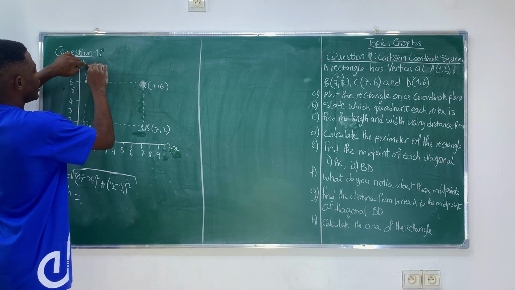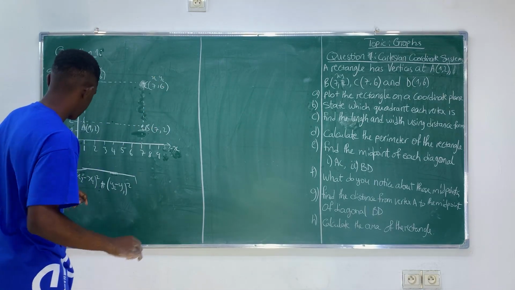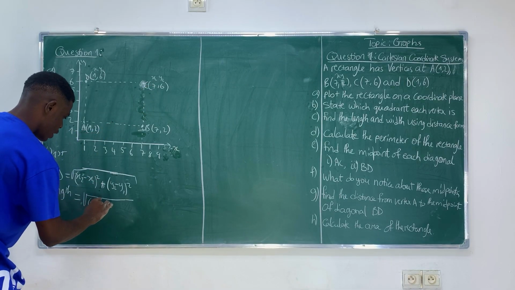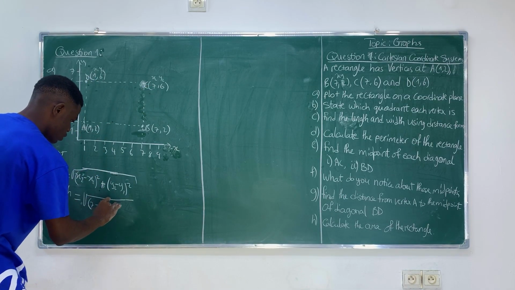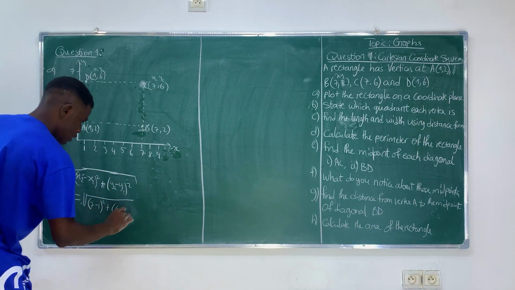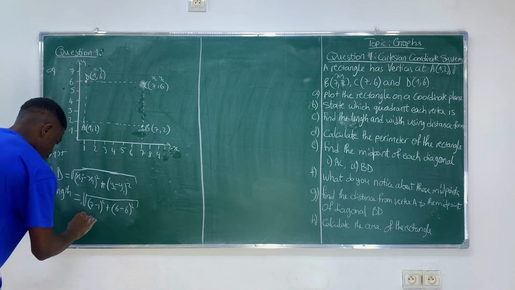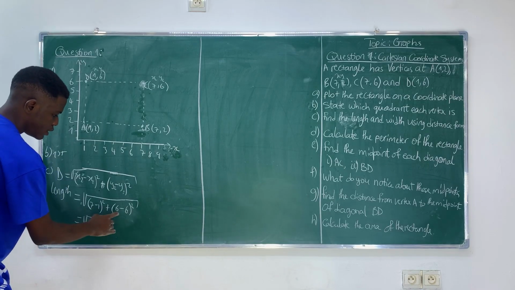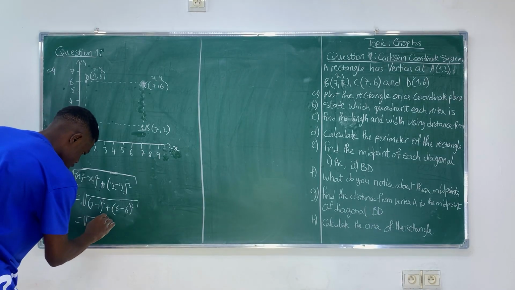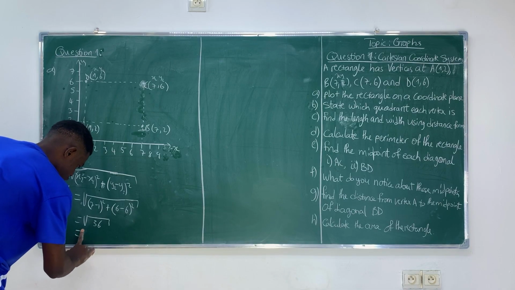This will be my x1, y1, and x2, y2. So the distance is going to be the square root of (x2, 7, minus x1, 1) all squared, plus (y2, 6, minus y1, 6) all squared. That equals the square root of 0 squared plus 6 squared, since 6 minus 6 is 0 and 7 minus 1 is 6. 6 squared is 36. The square root of 36 is 6.